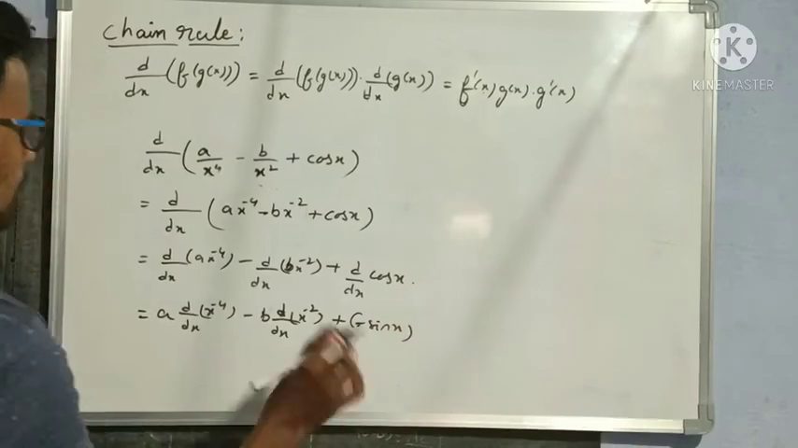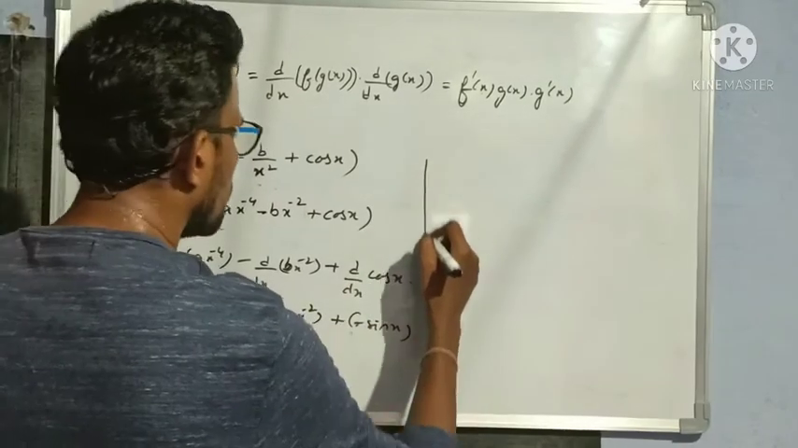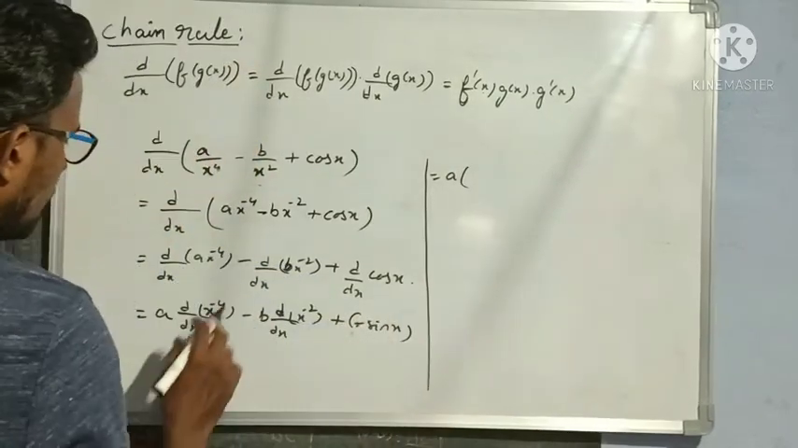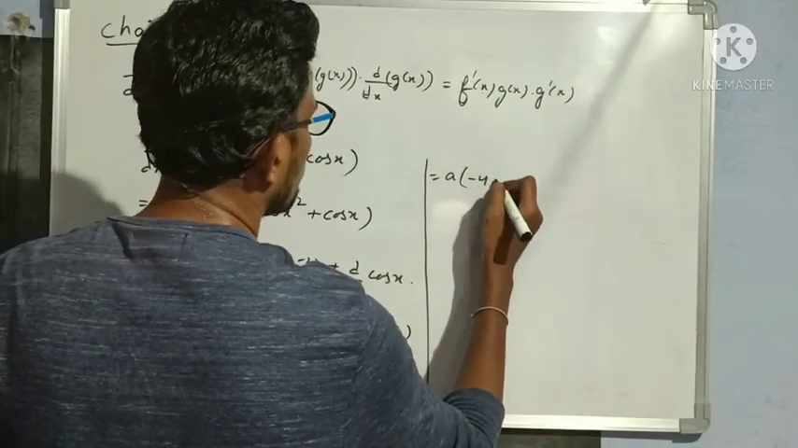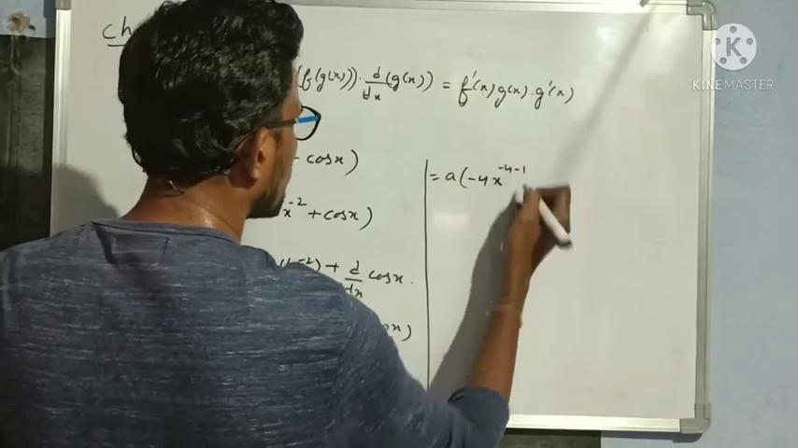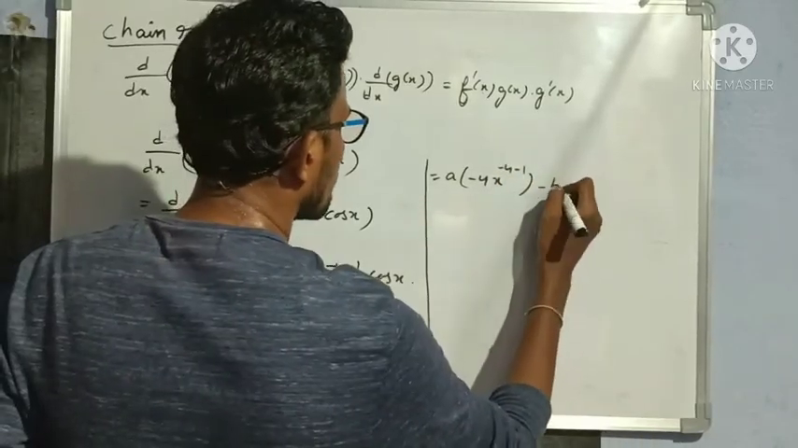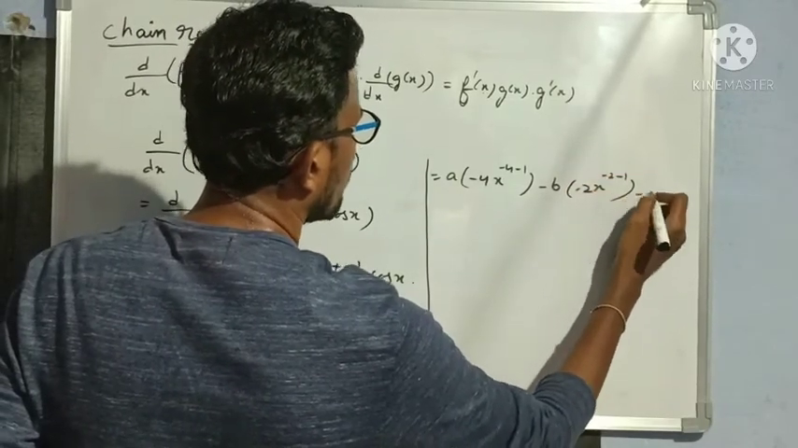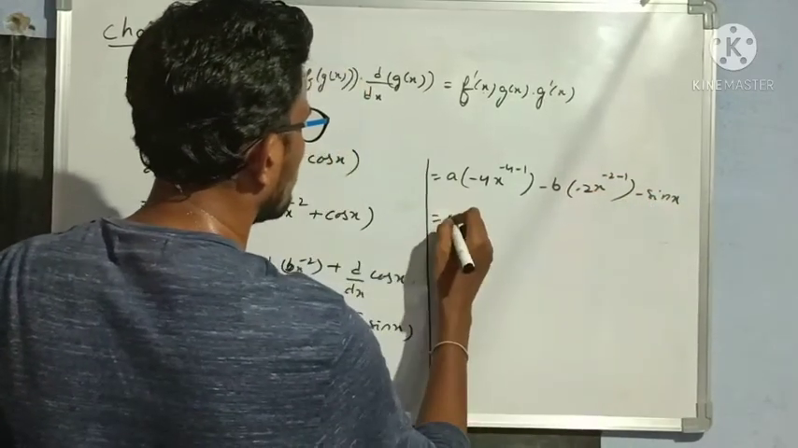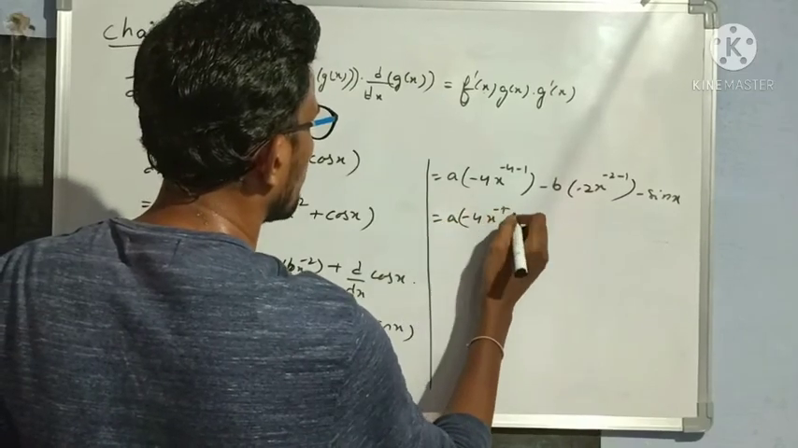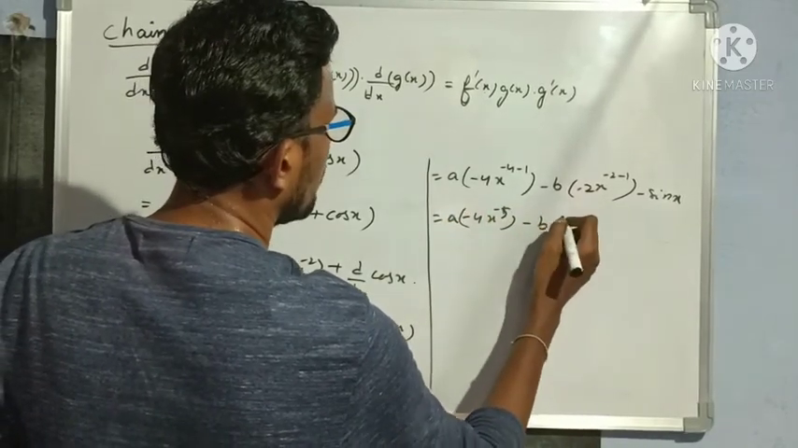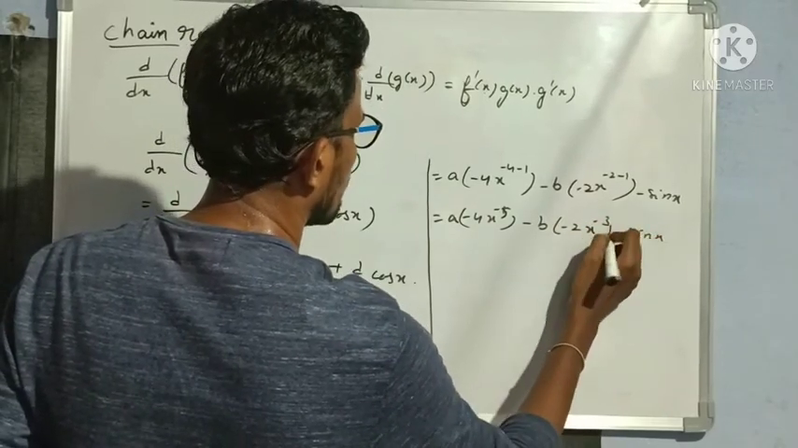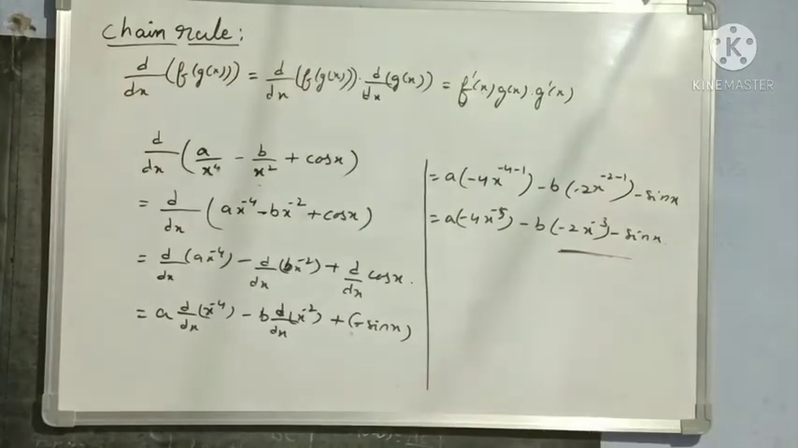Here I am doing directly, and let us do the remaining also. So that is equal to a into, d by dx of x power n is nothing but n into x power n minus 1, so minus 4 into x power minus 4 minus 1, minus b into minus 2 into x power minus 2 minus 1, minus sin x. So that is equal to a into minus 4 x power minus 5 minus b into minus 2 x power minus 3 minus sin x. This is our answer. Understood?